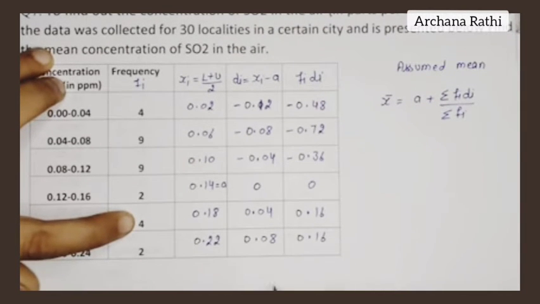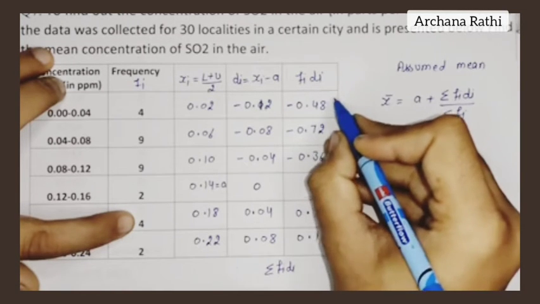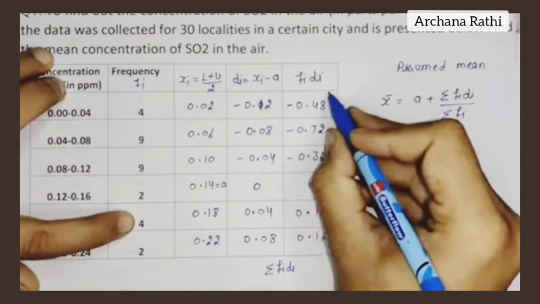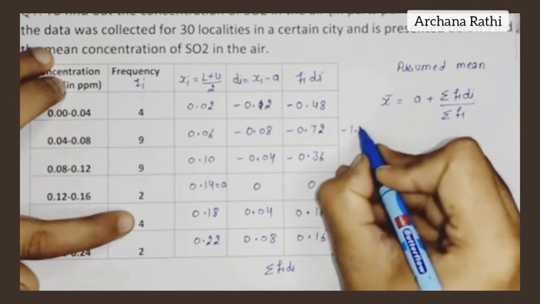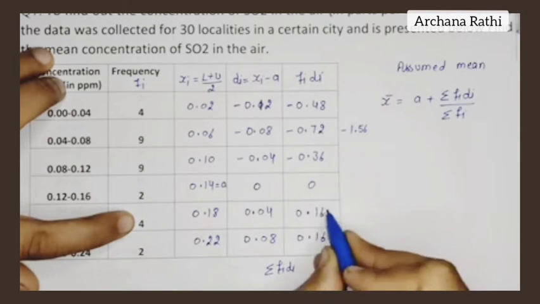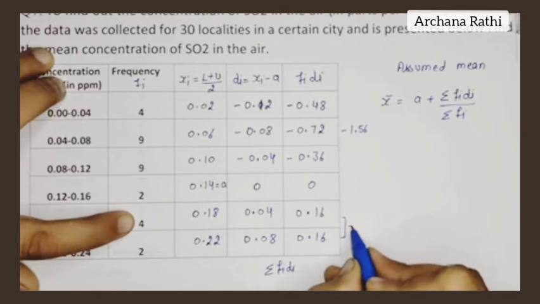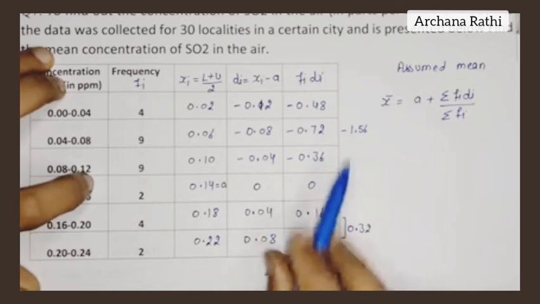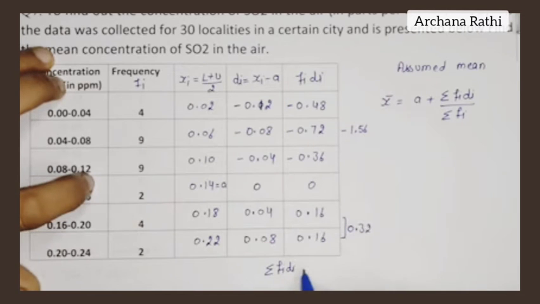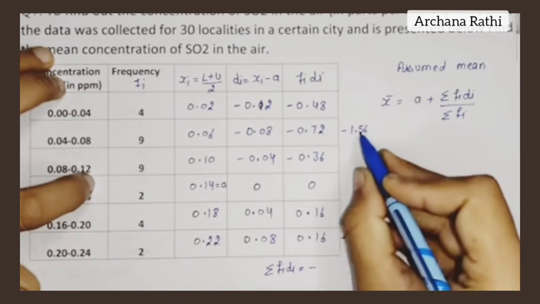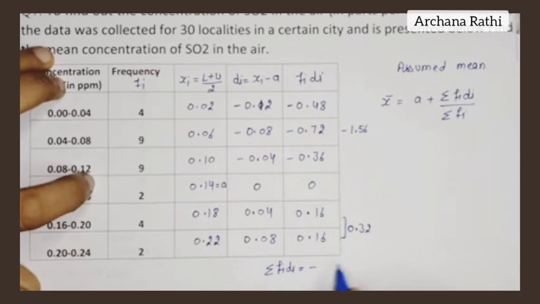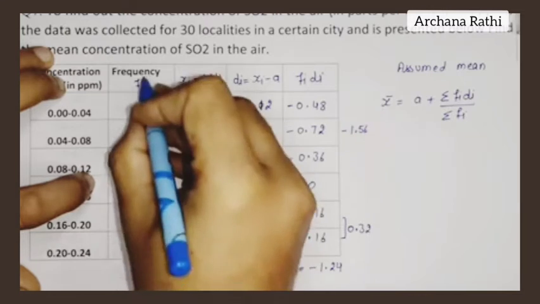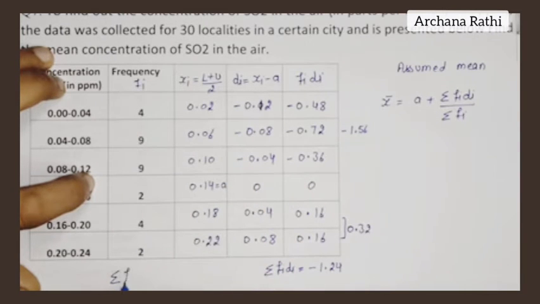Okay, now we will add the negative summation fi di we want to find. We will add all these negative terms and separately the positive terms. After adding, it will be minus 1.56, and after adding the positive it is 0.32. Now after adding these two, we will get summation fi di is equal to minus 1.24. Now find the summation fi.